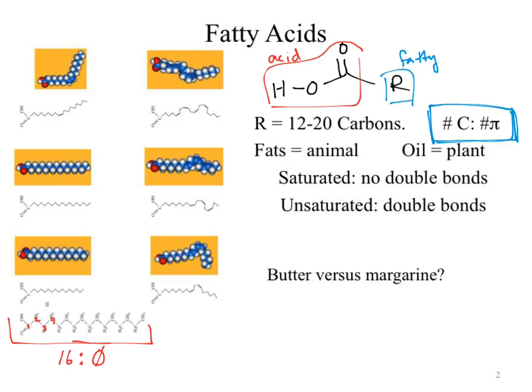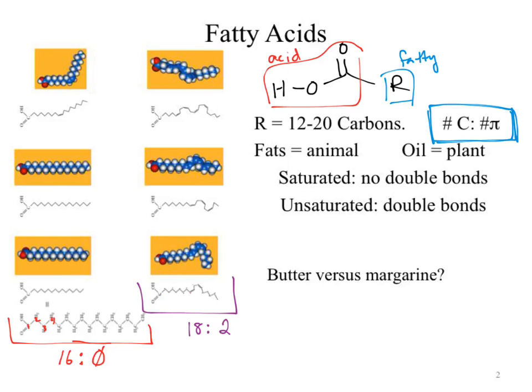Okay. If we moved to, say, this one, 1, 2, 3, 4, 5, 6, 7, 8, 9, 10, 11, 12, 13, 14, 15, 16, 17, 18. We now have an 18 carbon fatty acid with how many pi bonds? 2 pi bonds. So we can call it an 18,2 fatty acid. Okay. So you may see that nomenclature pop up. You're referring to the number of carbons and the number of pi bonds.